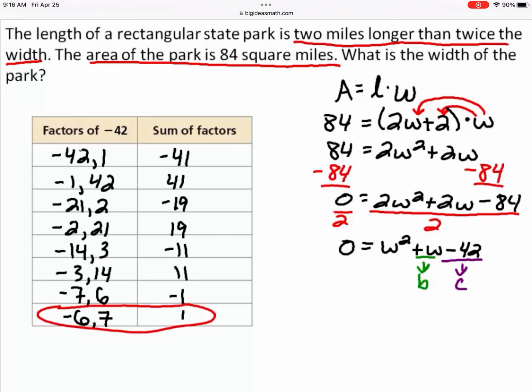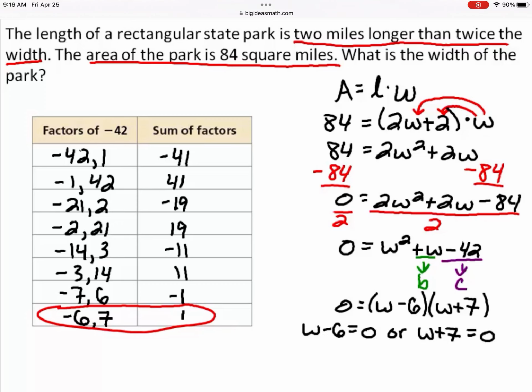Because negative 6 and 7 have a sum of 1, the values of P and Q are negative 6 and 7. So W squared plus W minus 42 factors as the quantity W minus 6 times the quantity W plus 7. By the zero product property, you can set each factor equal to 0. So you have W minus 6 equals 0 or W plus 7 equals 0.